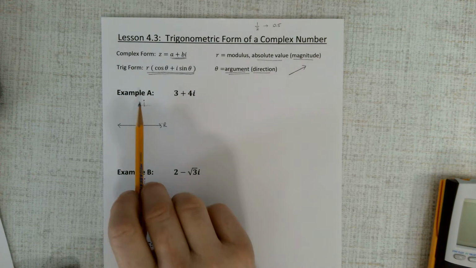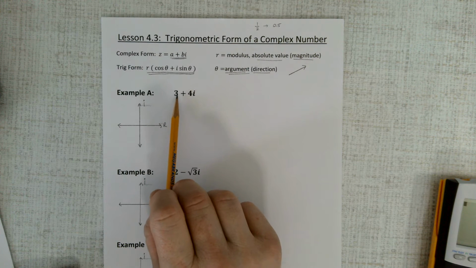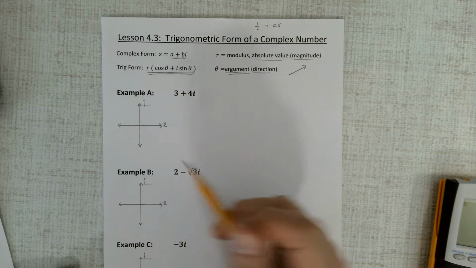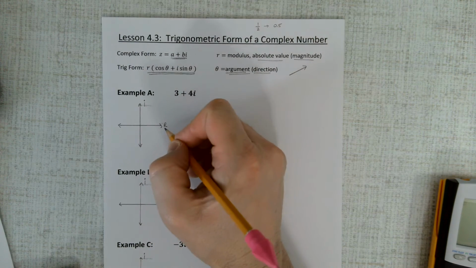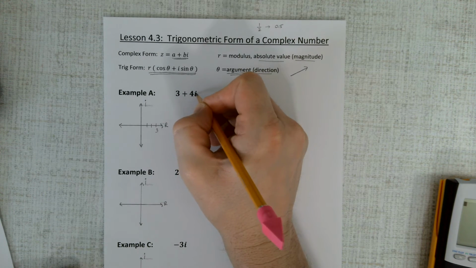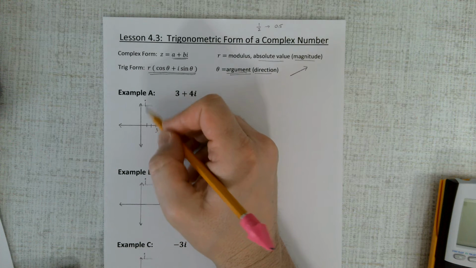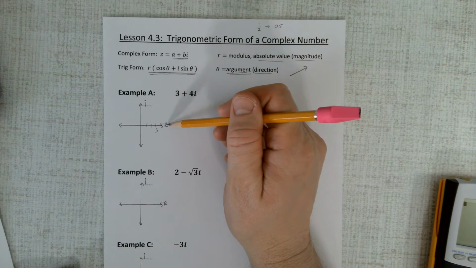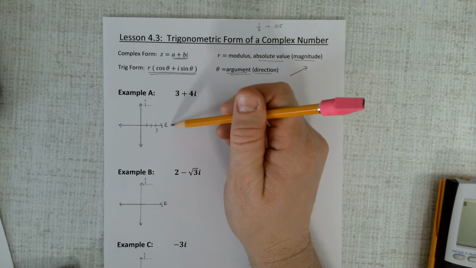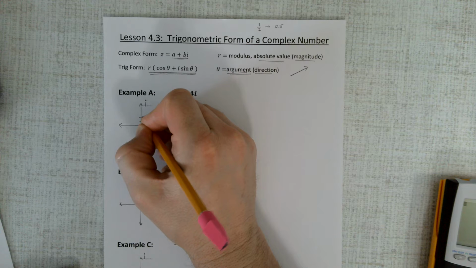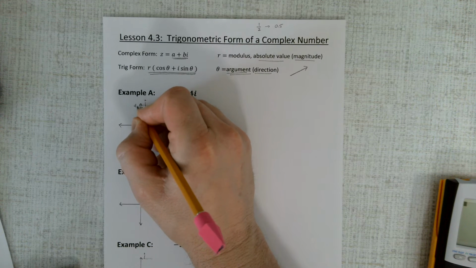So here we go. Example A. This complex number 3 plus 4i. Well, first off, we can graph it. We can graph this number. It's 3 on the real axis, so 1, 2, 3, and 4i on the imaginary axis. And this is the imaginary axis. You've probably never done this before, but you can graph numbers with real parts and imaginary parts, just like an x-y axis, but now it's real imaginary. And this is 1i, 2i, 3i, 4i.